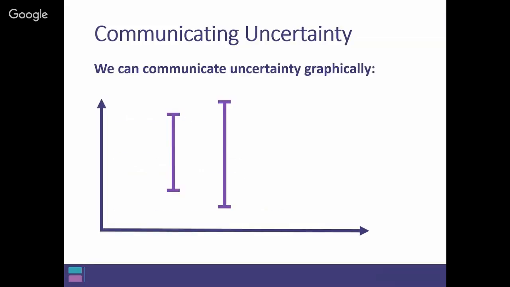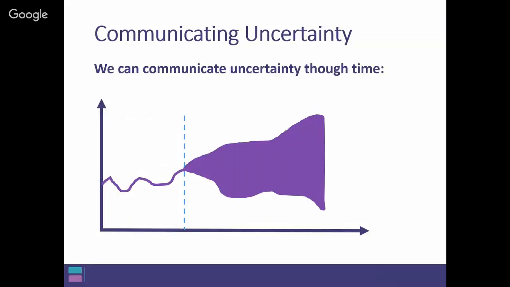We can also communicate uncertainty graphically. And this is usually done with error bars. So you have a graph, and instead of just showing a point on the graph for the measurement of your average, you show these bars around it. And that's the confidence interval. So that shows the range of that interval. The bigger the bars, the larger the confidence interval, the more uncertain we are about the value of the thing that we're trying to measure. So that communicates the uncertainty visually.